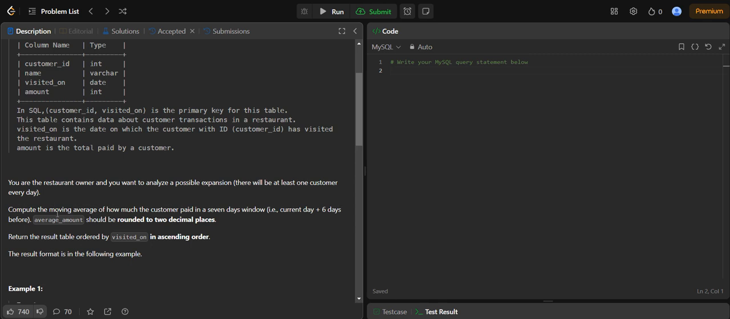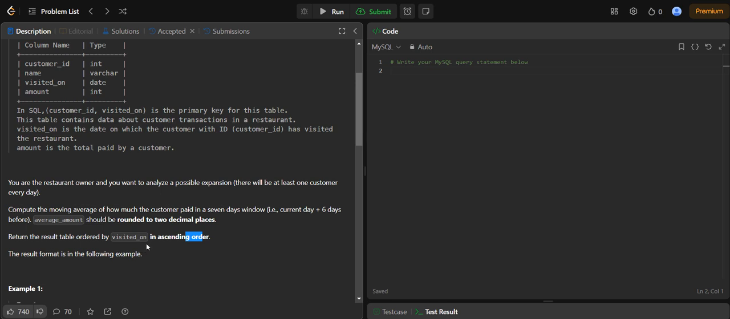The question is to compute the moving average of how much the customers paid in a 7 days window. Not only one customer, the customers actually. That is the current day plus 6 before, in SQL terms, 6 preceding. Average amount should be rounded to 2 decimal places. We can do it easily. Return the table ordered by visited on in ascending order.